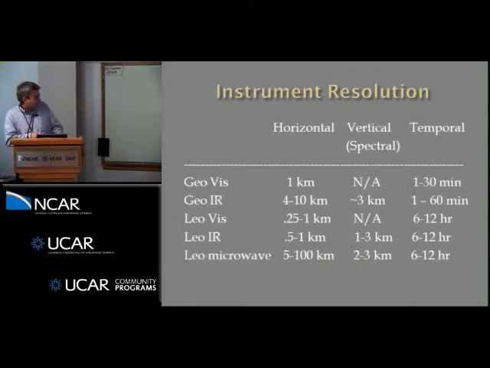On the LEO satellites and the microwave, the horizontal resolution is good to okay. The vertical resolution is better, particularly with the microwave instruments, but then you don't have the temporal resolution. So usually you have to piece a lot of different kinds of information together.